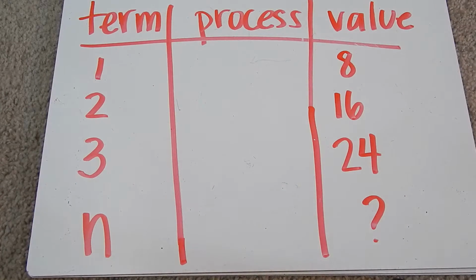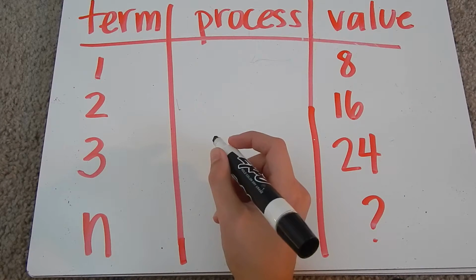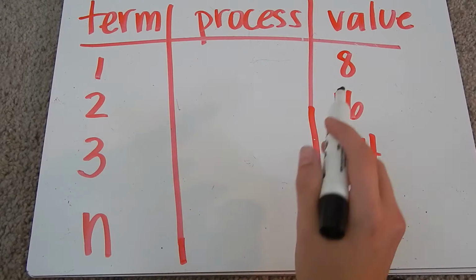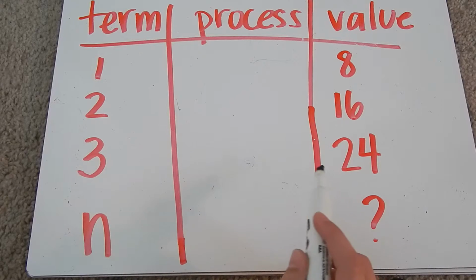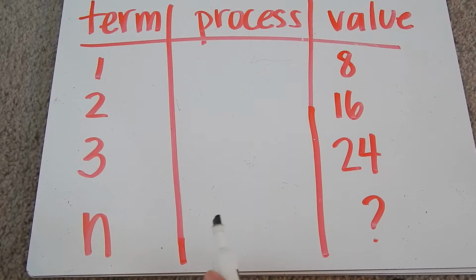Okay, here's our second example. So we want to figure out what are we doing to get from 1, the term number, to the value. So to get from 1 to 8, there's a couple things I can do. I can add 7, I can multiply by 8, but as I'm looking down at the next terms, I want to see what they have in common because the process is the same.